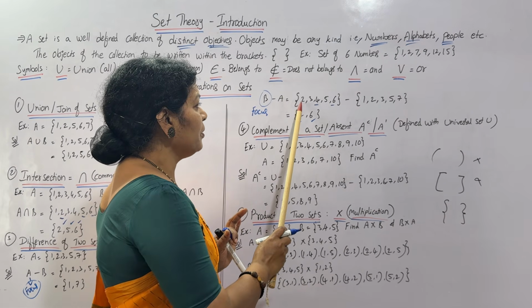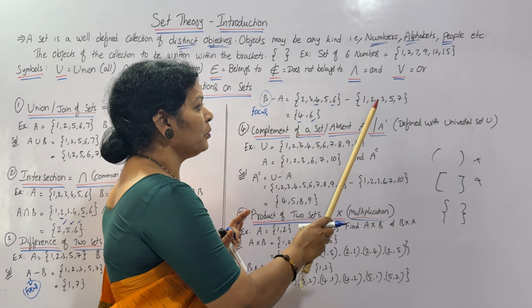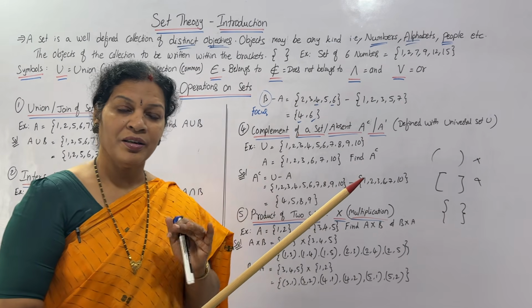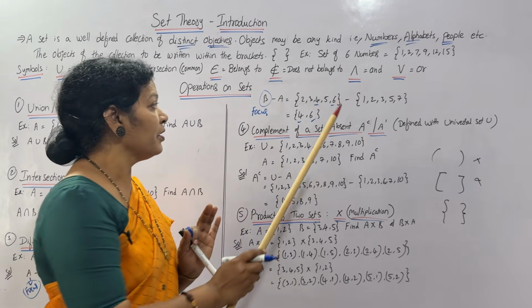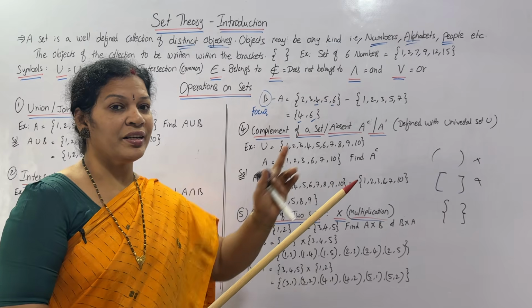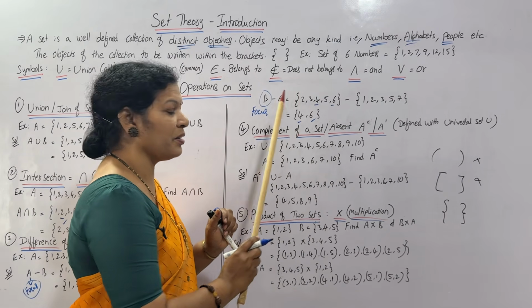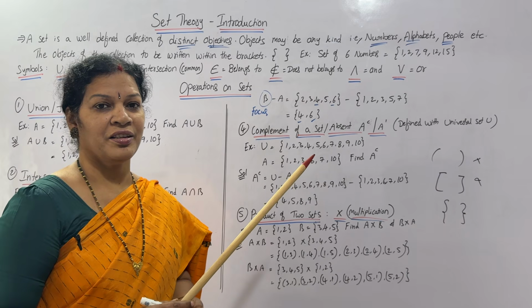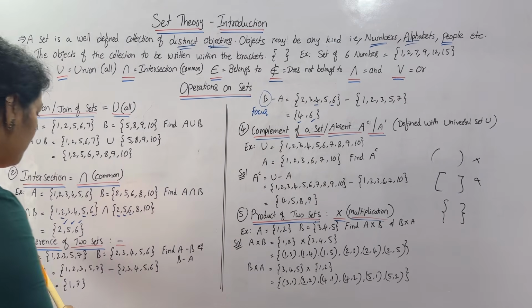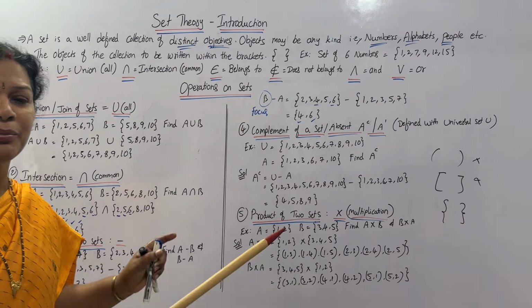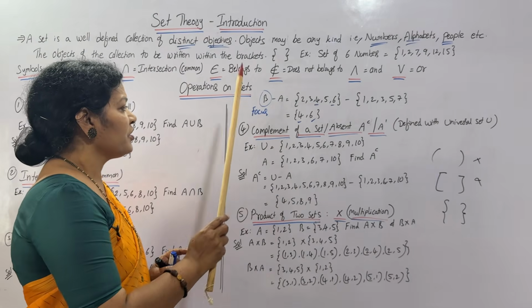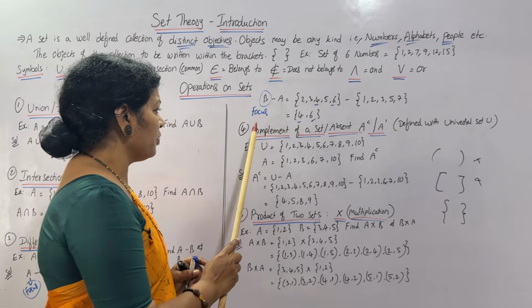What are the numbers there? 2, 3, 5. These numbers are available on both sides, cancelled. Now 4 and 6 are not there in set A, so we have taken them. The answer is this. Am I clear about this? What is the difference of two sets? It means nothing but subtraction.